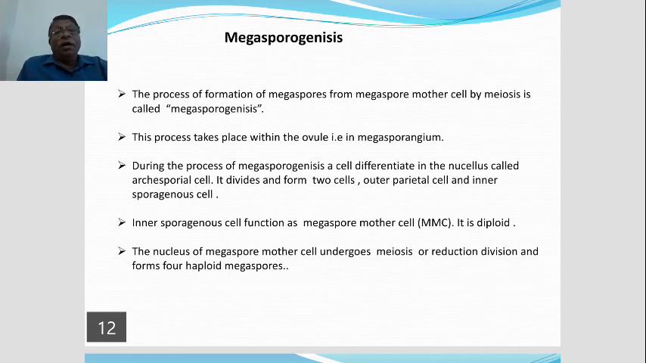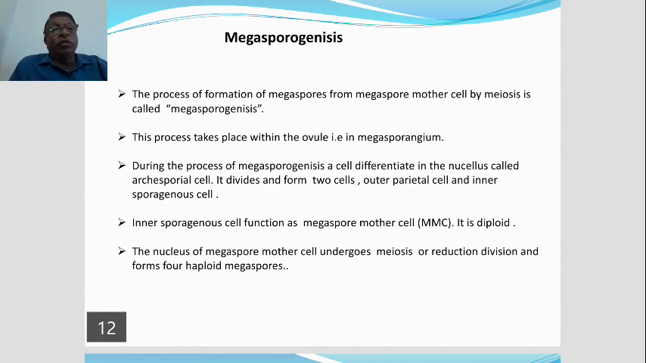Remember, megaspore mother cell is always diploid. That is 2n. It consists of 2 sets of chromosomes. It is just like pollen mother cell, PMC. MMC, megaspore mother cell. PMC, pollen mother cell. Both of them are diploid.